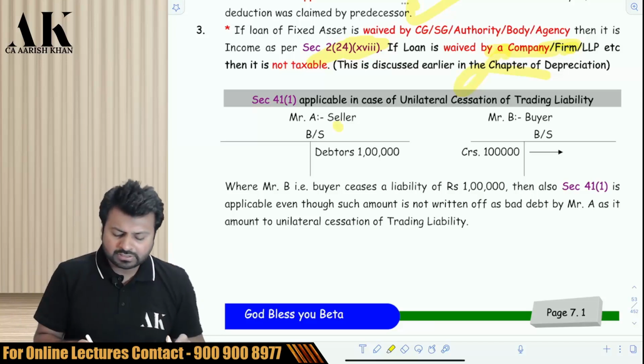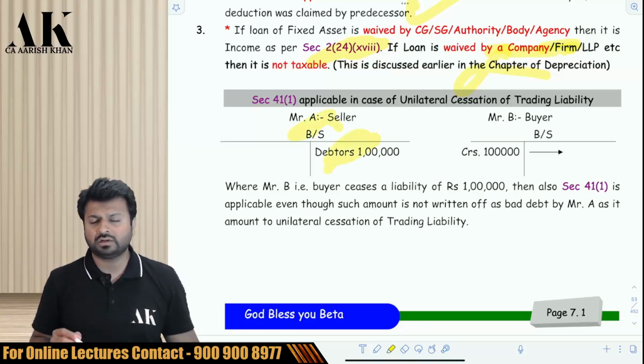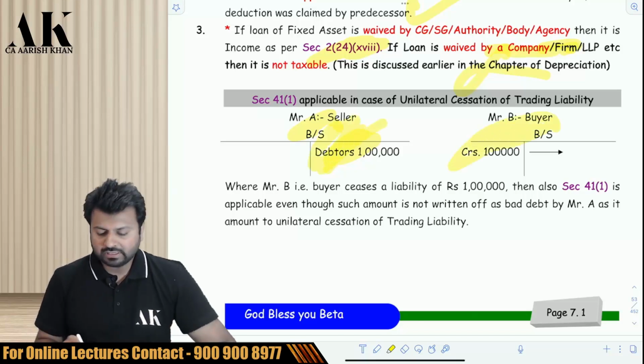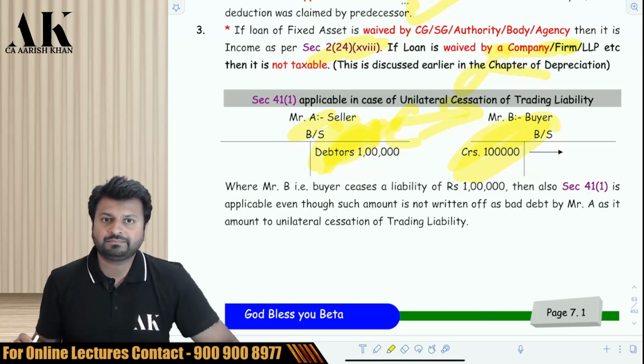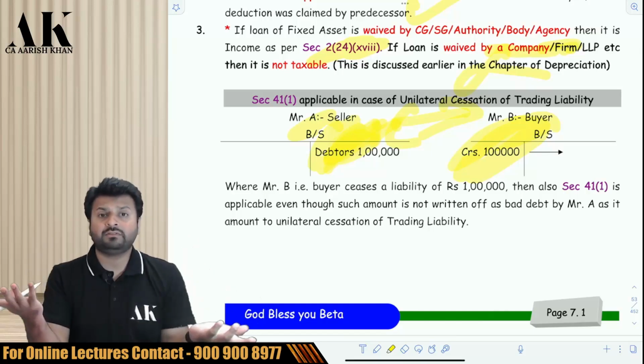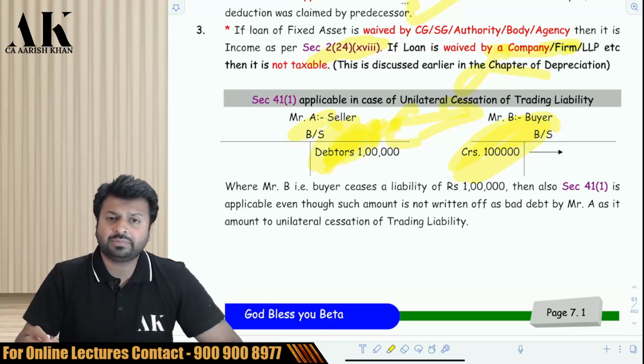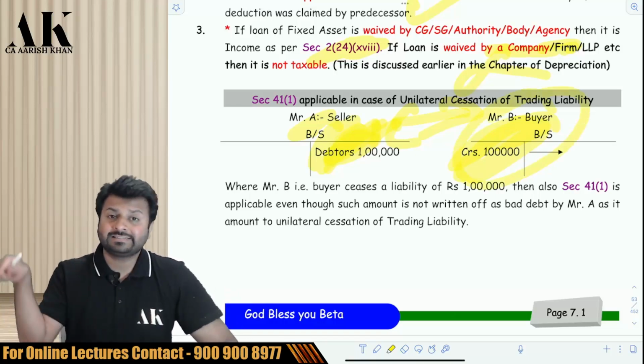It means what? Suppose there is a buyer who has purchased some goods and there is a seller who has sold some goods. Now, there is some dispute between the two. And the buyer is saying that I will not make the payment. And the seller is saying that I have to receive the payment from you. I have done everything correct. Buyer is saying that your product is not proper. I will not make the payment. So buyer is unilaterally ceasing the liability.